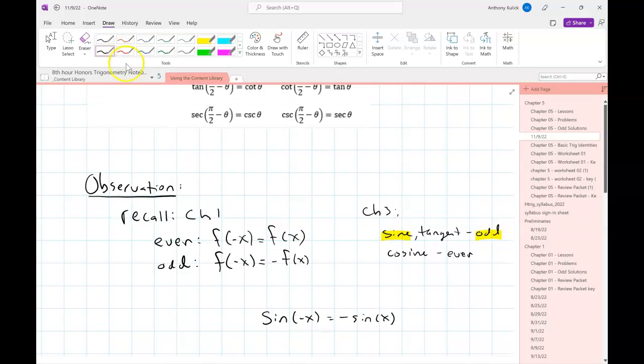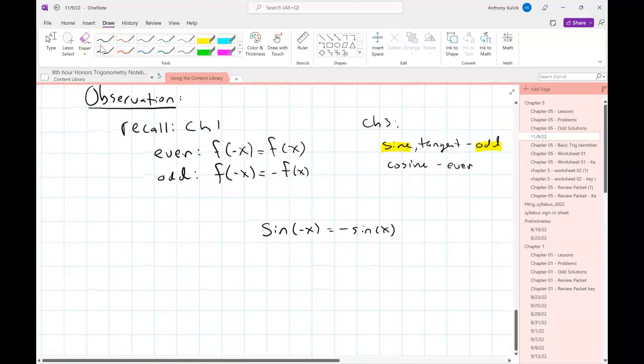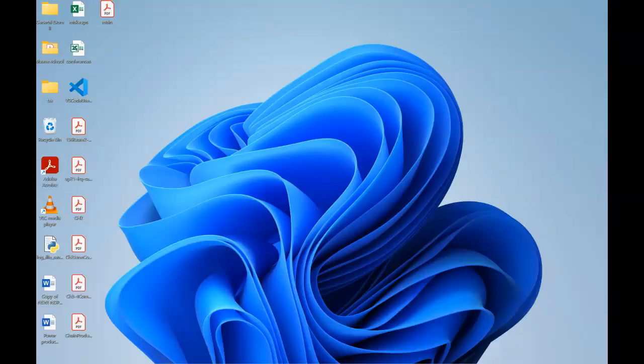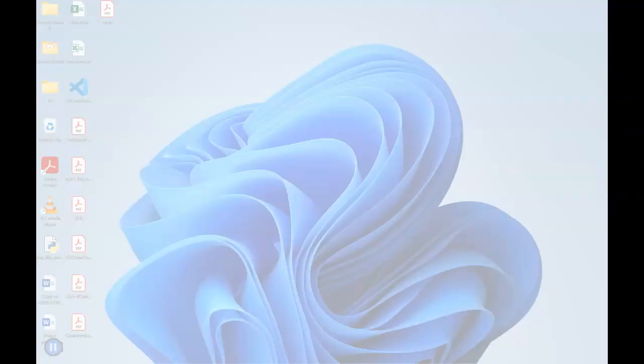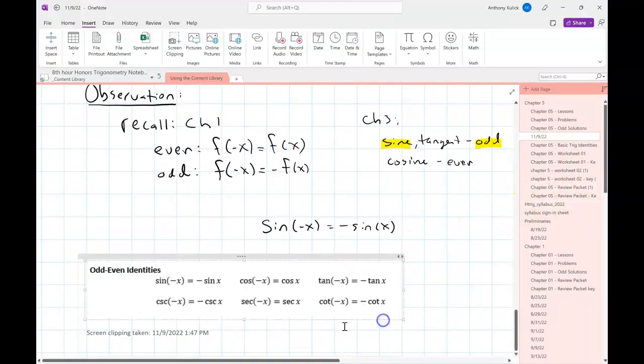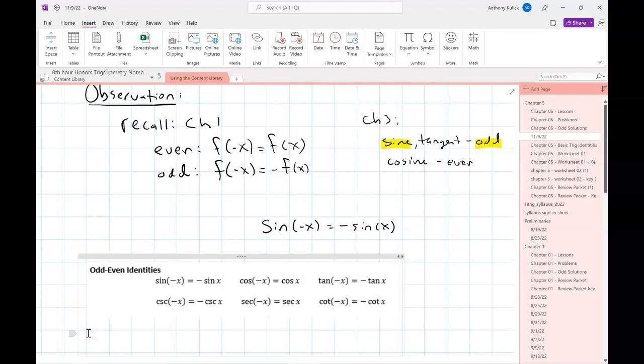Okay. So these all go together. We're going to call these the odd-even identities. Let's kind of just formalize this together. So again, notice that sine, tangent, cosecant, cotangent all have the odd relationship where the negative sign gets moved out front. Cosine and secant have the even relationship where the negative sign just gets absorbed.